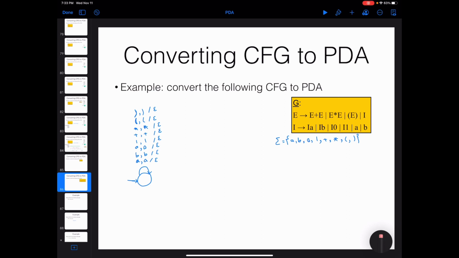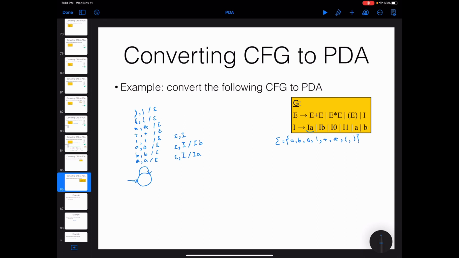So now I'm going to write the transitions for the variables. First, for I, without consuming anything from the input, if the top of the stack is I, you replace it with A and I. I'm reading it from right to left to tell you that I is going to be the top. Without consuming anything from the input, if the top of the stack is I, you can pop it and replace it with B and I.